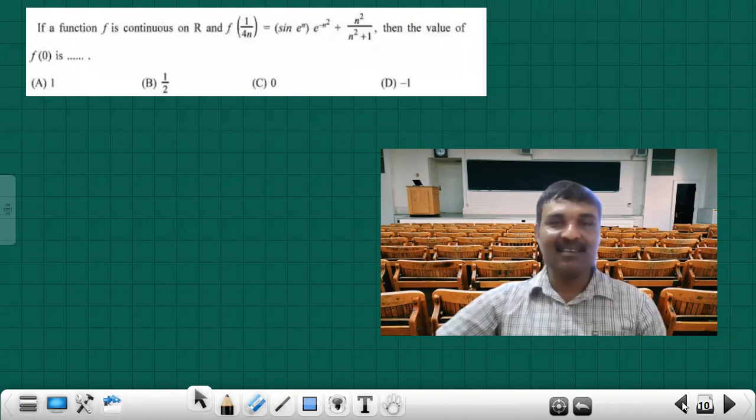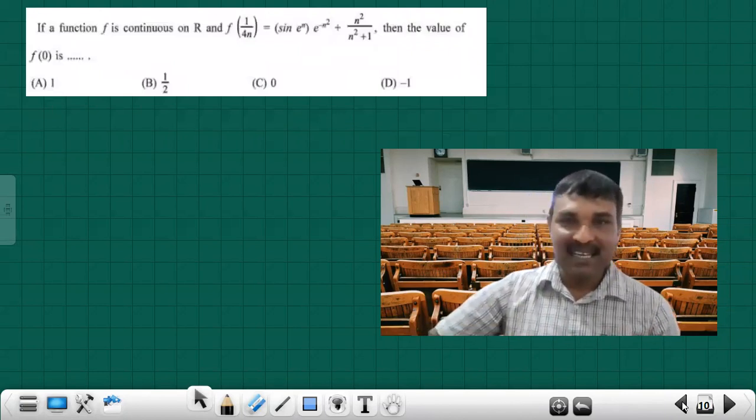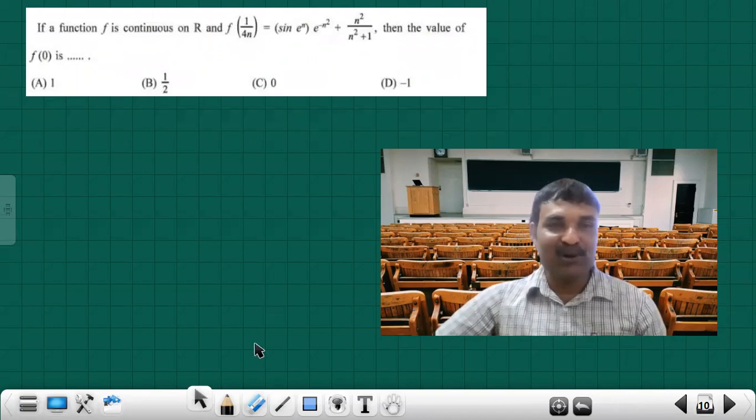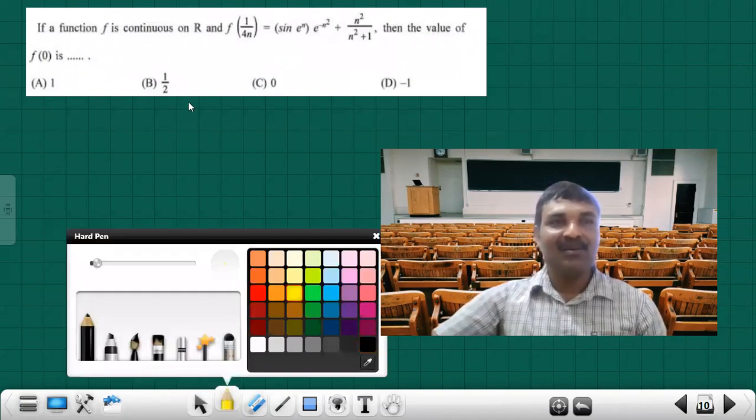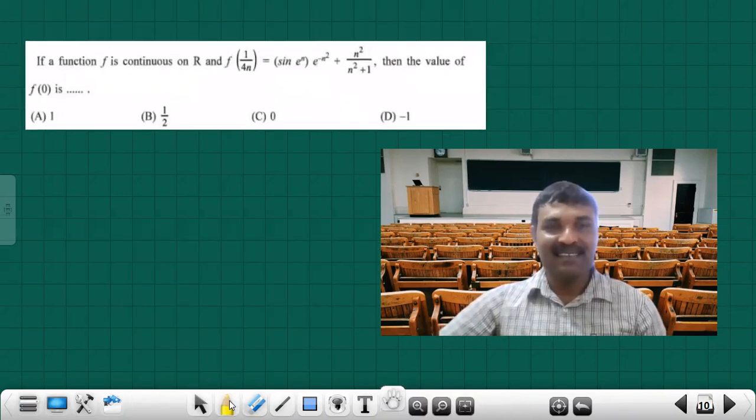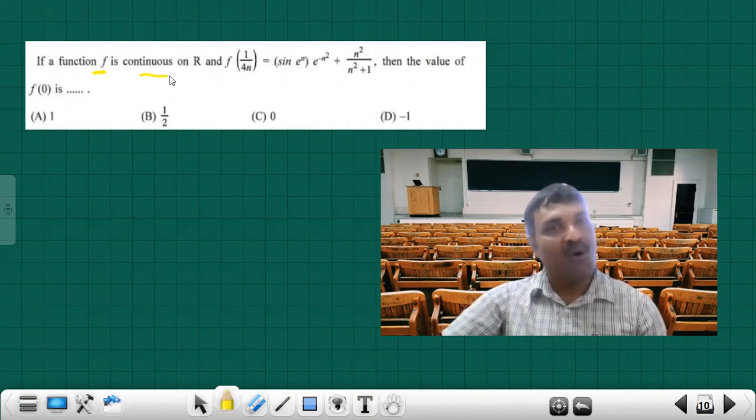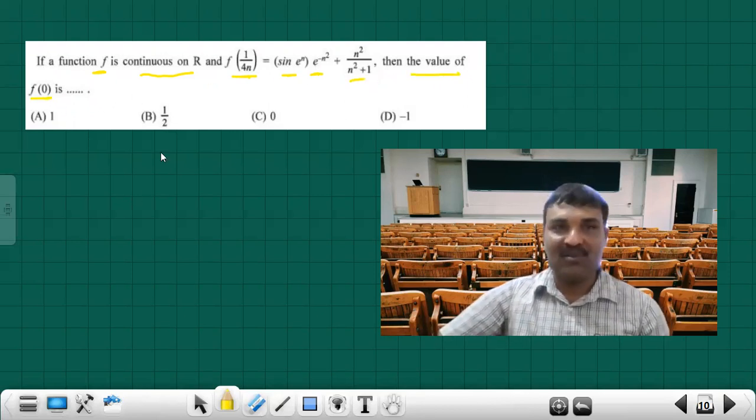So this is our first question, and all the previous questions we have already discussed. That is available in tutorial number 1. Now I'll read this question. We have a function f of x, which is a continuous function on R. We know R is a set of real numbers. And f of 1 by 4n is given as sine of e raised to n multiplied by e raised to minus n square, plus n square by n square plus 1. Then we want to evaluate the value of f of 0.